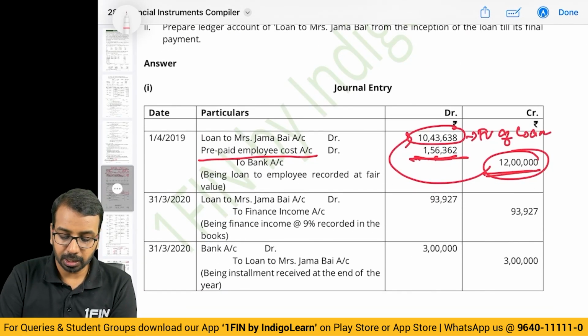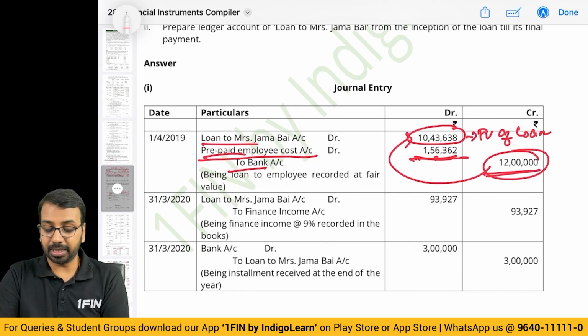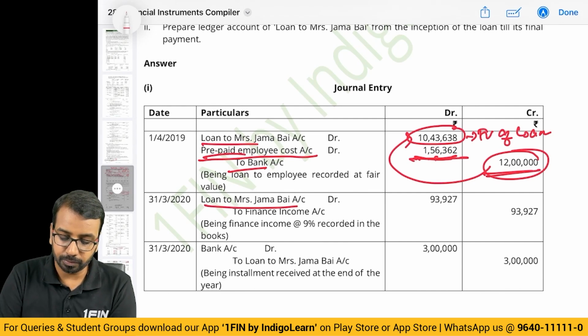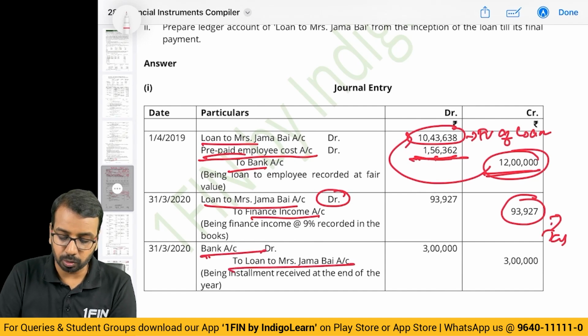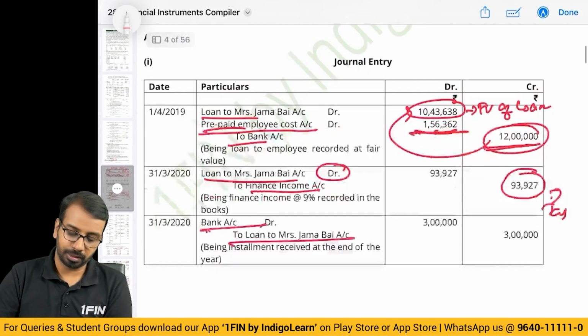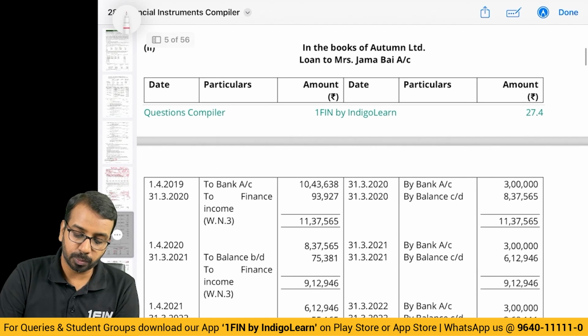the journal entry, loan paid to bank. Every year interest income you will add. Loan account will be debited and finance income credited based on the table, 93, 207, and bank account to loan whenever you have recovered the loan. Alright. Then they have asked you to prepare the loan account.